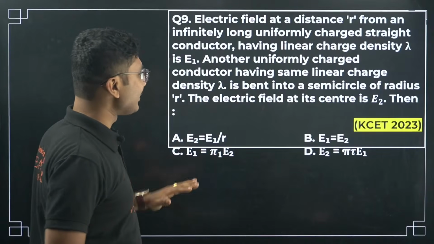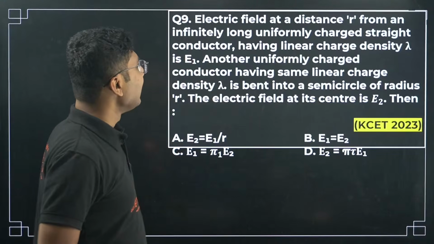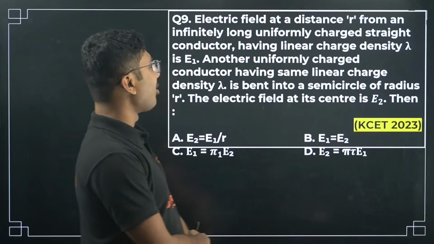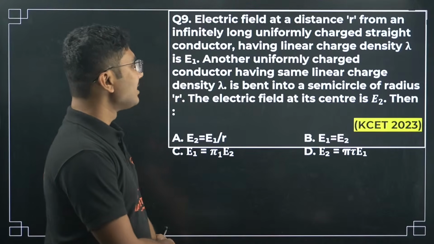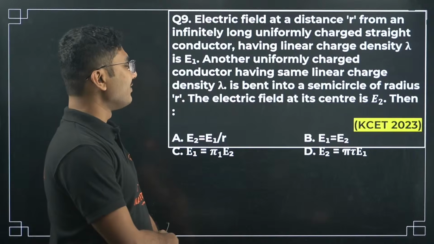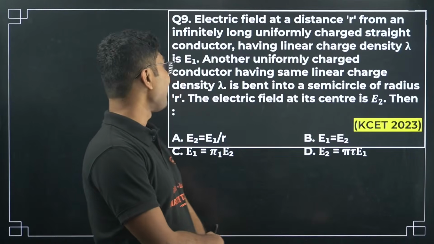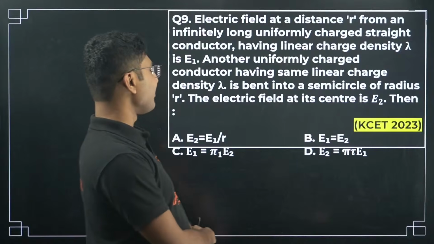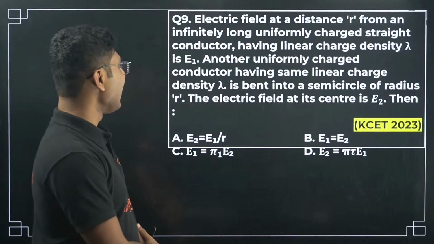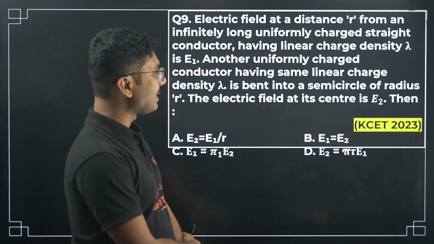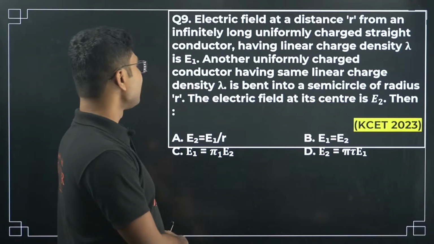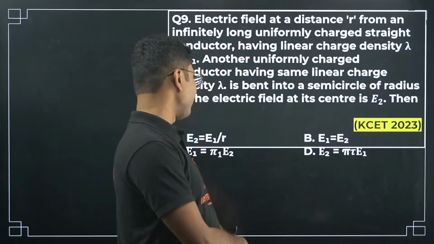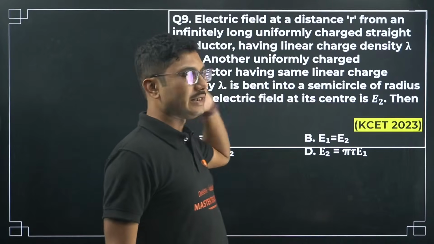There is some formatting issue. Anyway, let's see. The electric field at a distance small r from an infinitely long uniformly charged straight conductor having linear charge density lambda is E1. Another uniformly charged conductor having the same linear charge density lambda is bent into a semicircle of radius small r. The electric field at its center is E2. Then what is the relationship between E1 and E2?